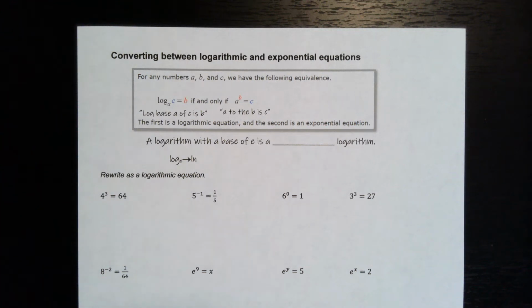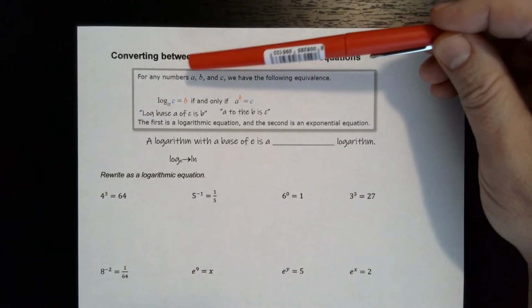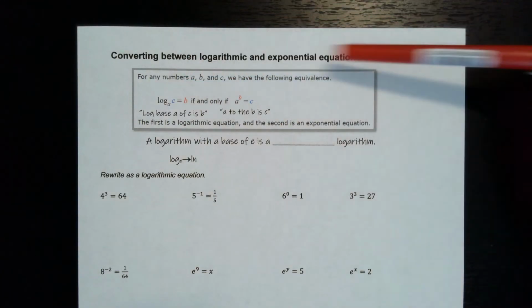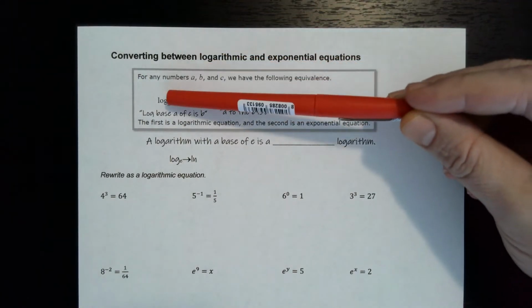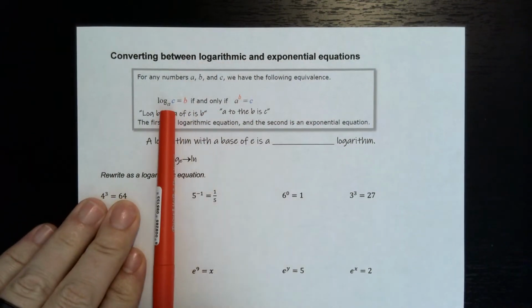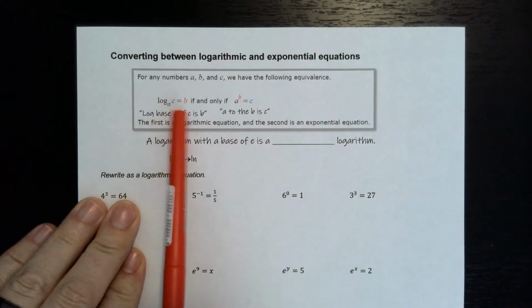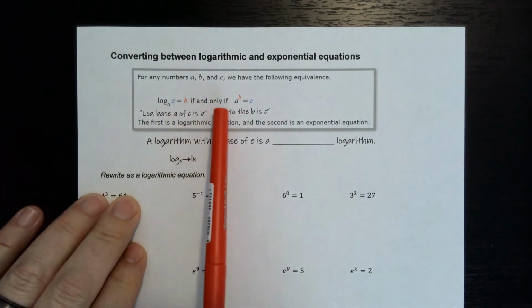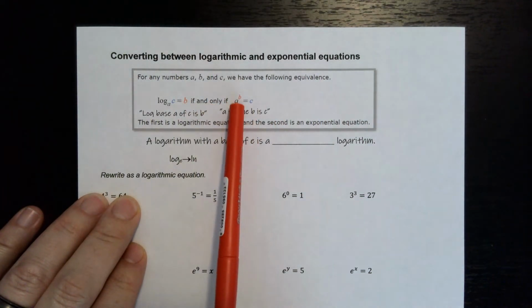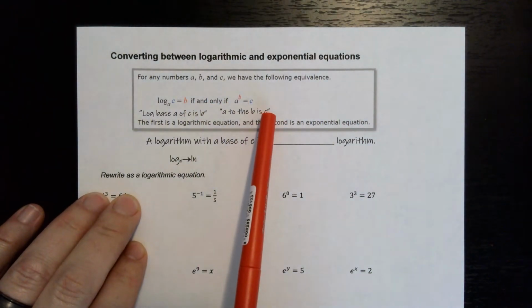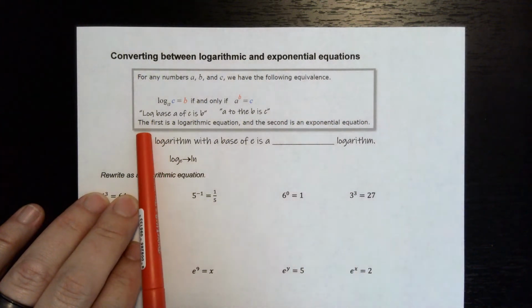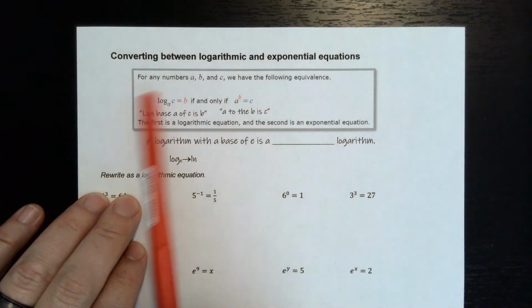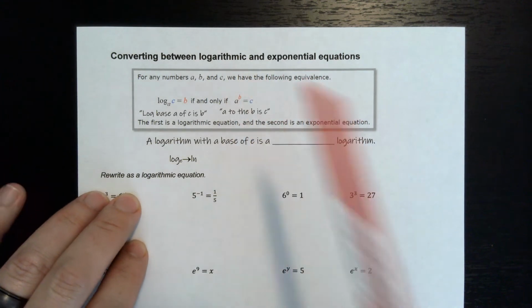In this video, we're going to be converting between logarithmic and exponential equations. So we have this relation between logarithms and exponentials. For any numbers a, b, and c, we have the following equivalents. The log base a, so this is the base of the log, of c is equal to b, if and only if a to the b power is equal to c. The first is a logarithmic equation, and the second is an exponential equation.